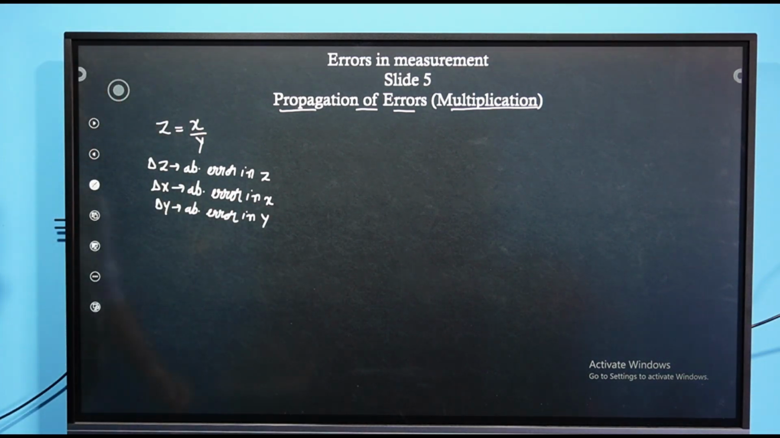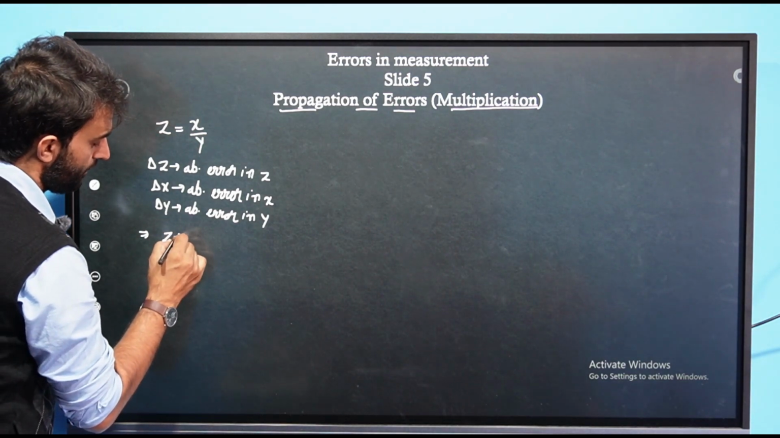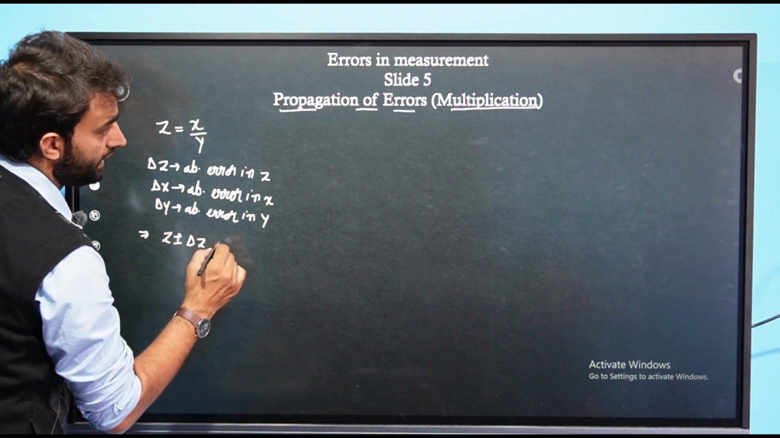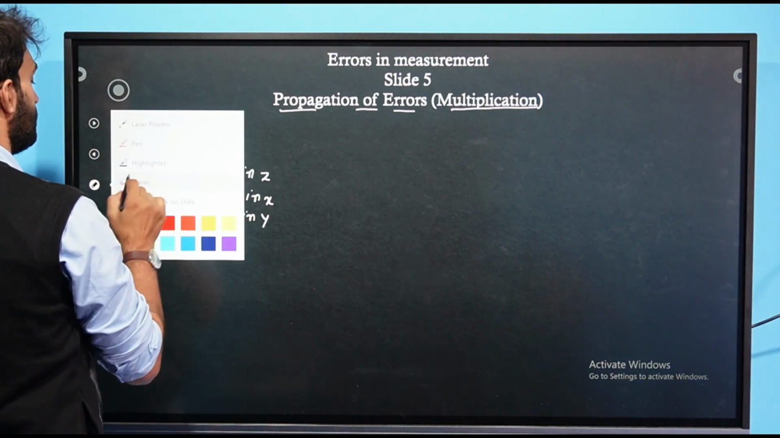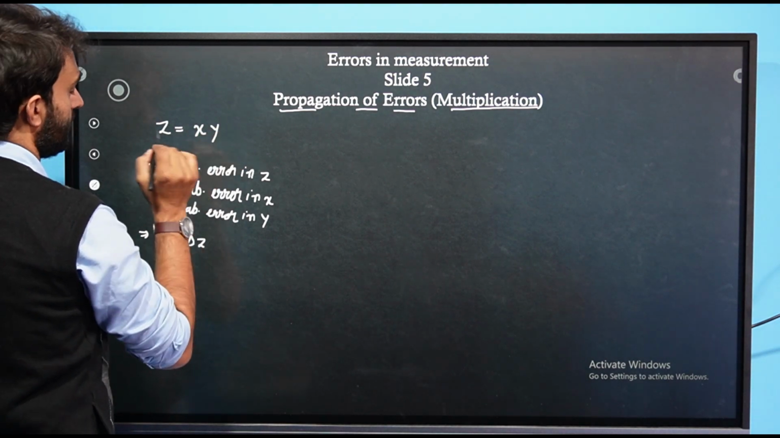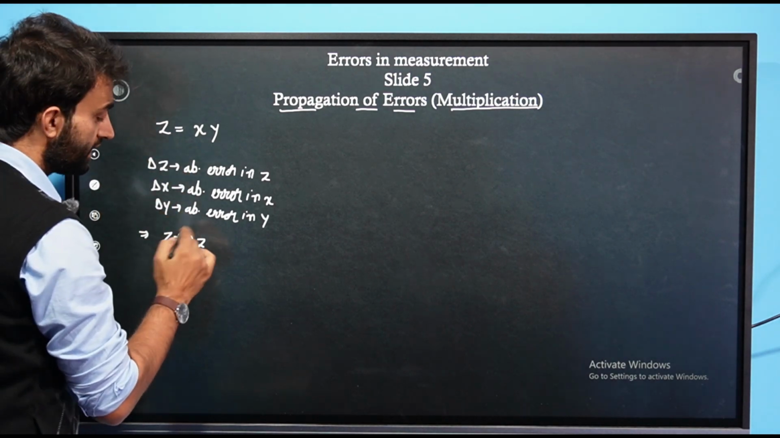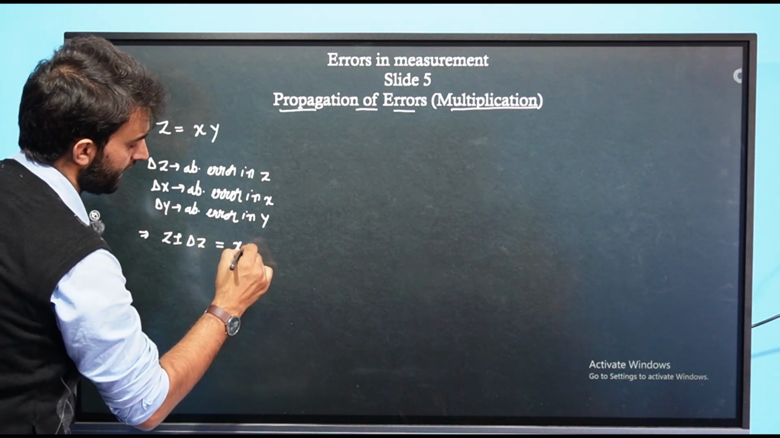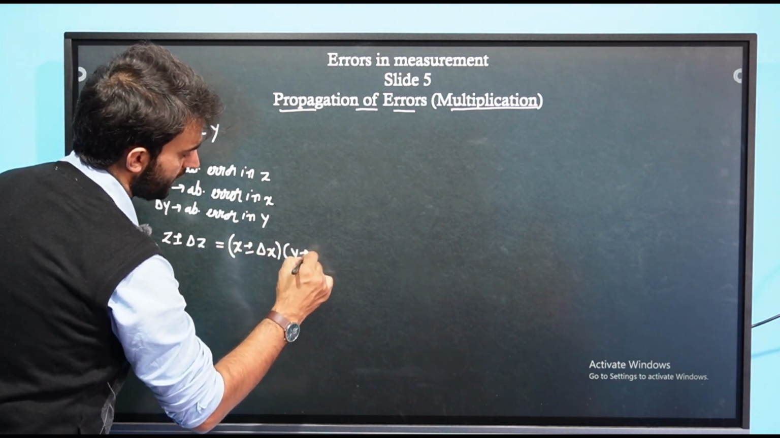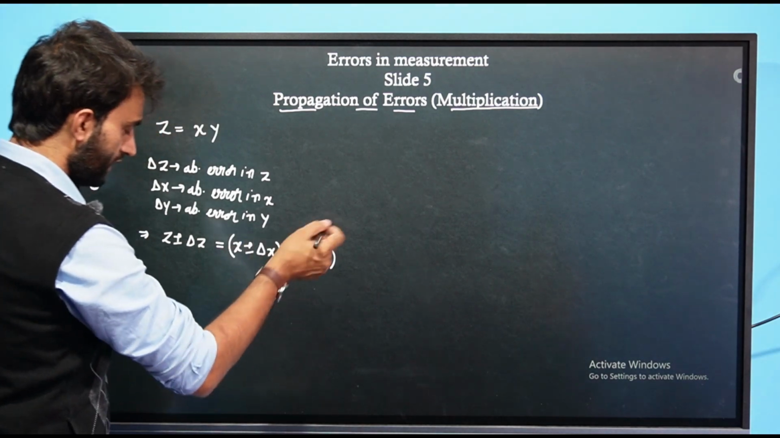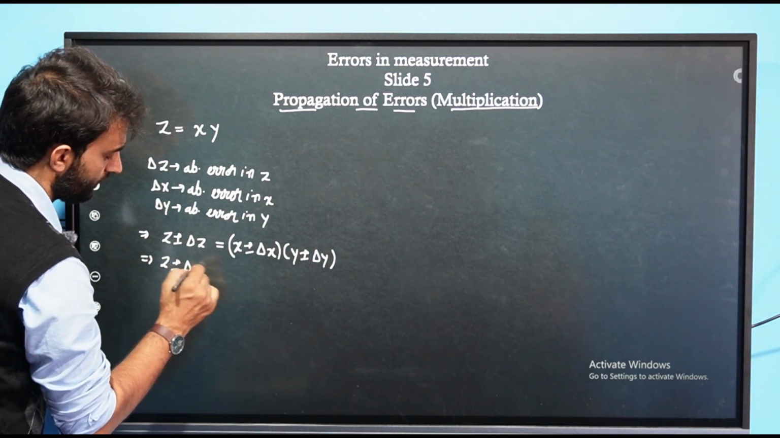Okay, so does that mean we can write it as z plus minus delta z is equal to, oh sorry, this is multiplication, so let me change the function. This is x multiplied by y. Okay, so now I can write this as z plus minus delta z is equal to x plus minus delta x multiplied by y plus minus delta y. So let's just solve this equation. So the result you will get will be something like this.